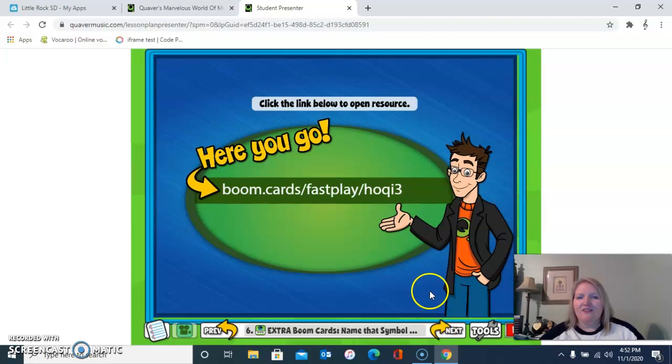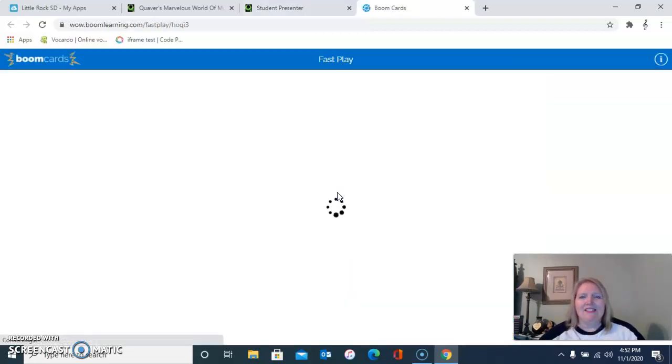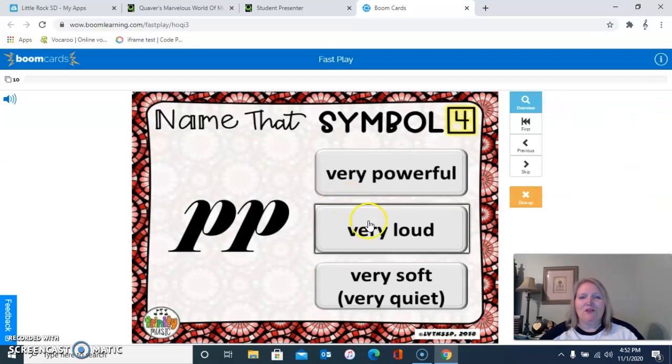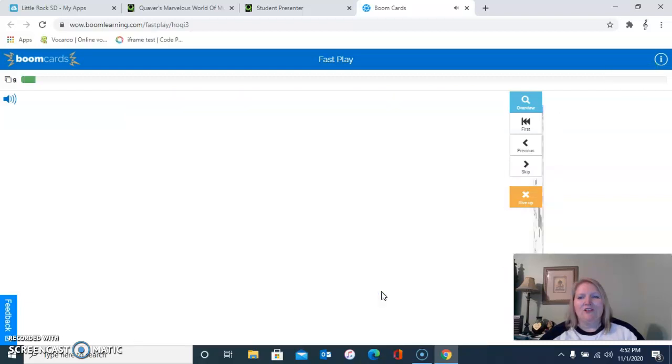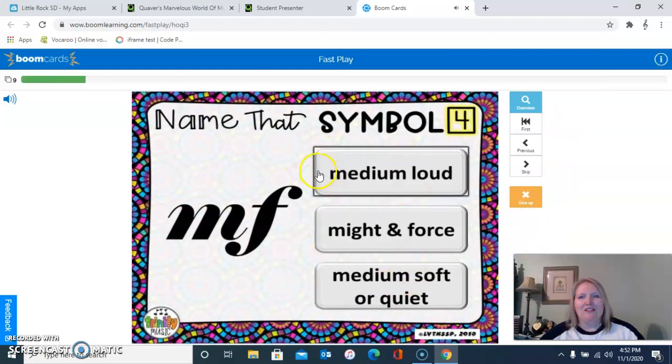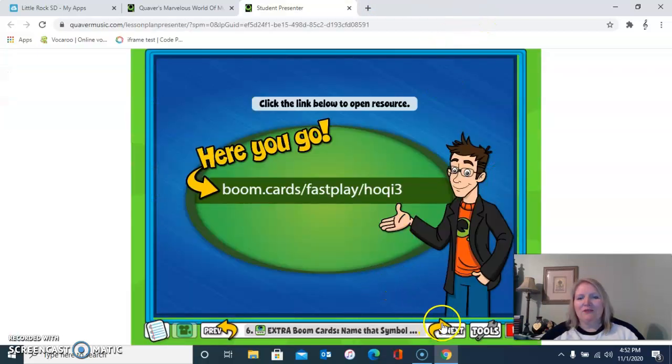Another extra activity is one of our Boom Cards, Fast Play, and this is talking about dynamics, so it's reviewing from last week. If you remember the double P, did it mean very powerful, very loud, or very soft, very quiet? And of course, very soft, very quiet. And then you go on to the next one. So those Boom Cards will be a good review of our dynamics from last week.